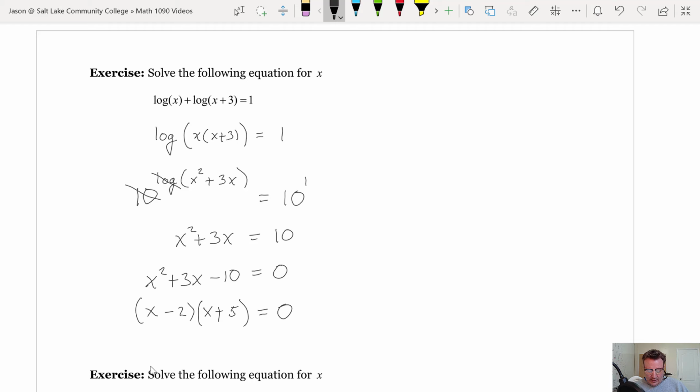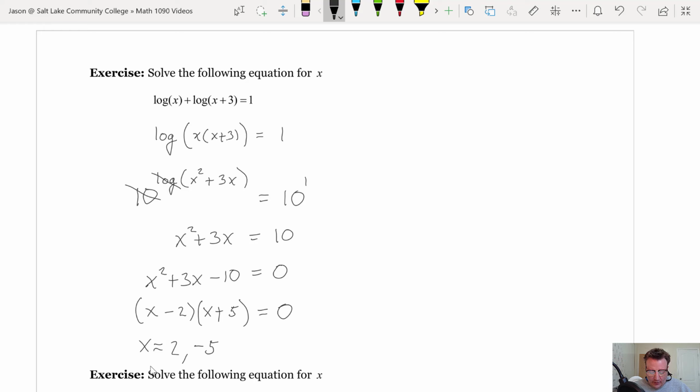Does that check out? Let's see. Negative 2 times 5 is negative 10. Negative 2x plus 5x is positive 3x. That checks out. So we get x is equal to 2 or negative 5. There we go. And we're all done. No.